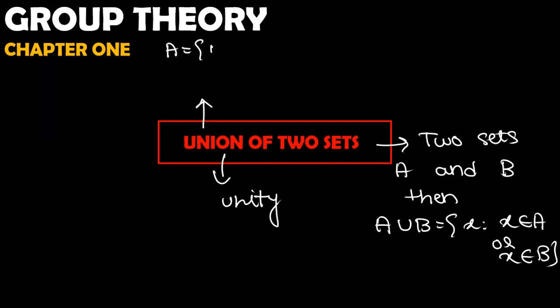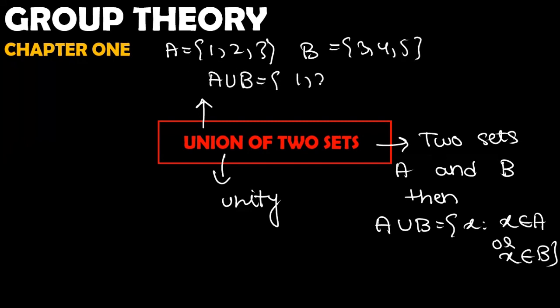If I have a set A, {1, 2, 3}, and if I have a set B, which is {3, 4, 5}, then the union of A, B will be {1, 2, 3, 4, 5}. This is a union. I have written all the elements which belong to set A or set B. So in this way, you can find the union of it.